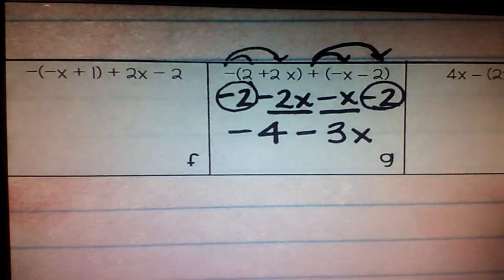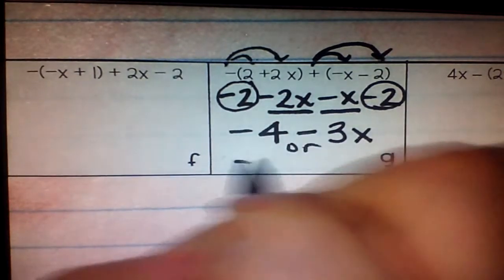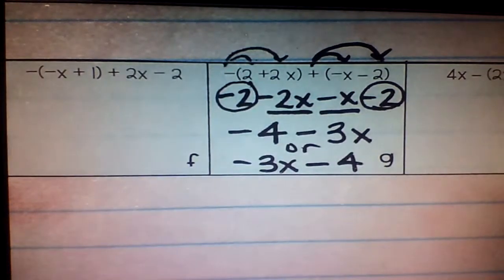Okay. How else can I write this? Not negative 3x minus 4. So this can also be written as negative 3x minus 4. You can change the order. That's okay.